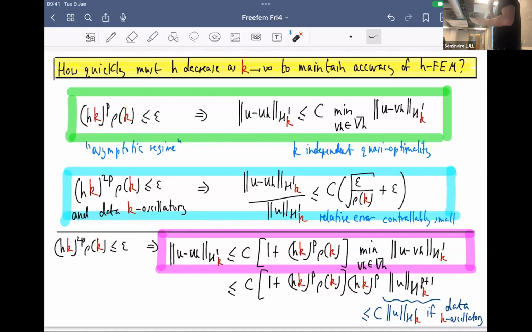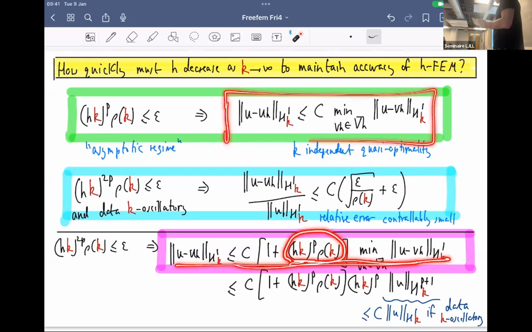And so the bound underlying these results is again saying that if hk to the 2p rho is sufficiently small, then I have quasi-optimality with this constant being hk to the p rho. So of course, hk to the p rho being sufficiently small is enough for quasi-optimality. Okay, great, that's the result up here.